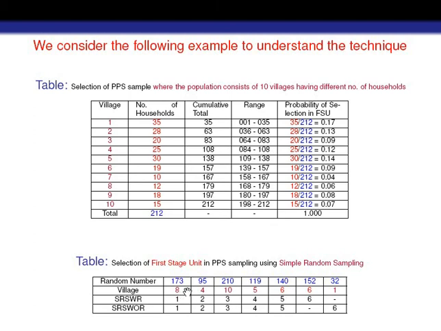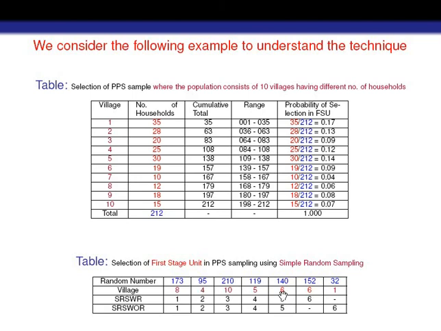Now suppose we get the random number 95. Then again we have to see the range. In which range does 95 fall? Here you can see that it is 84 to 108, so obviously the random number falls in this range. That's why cluster 4, or village 4, will be selected for the study.